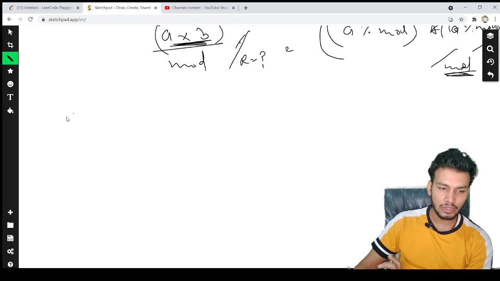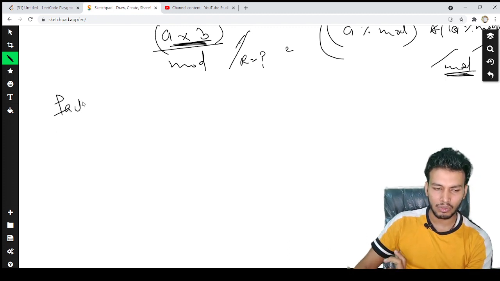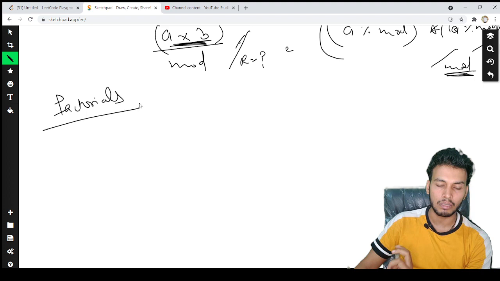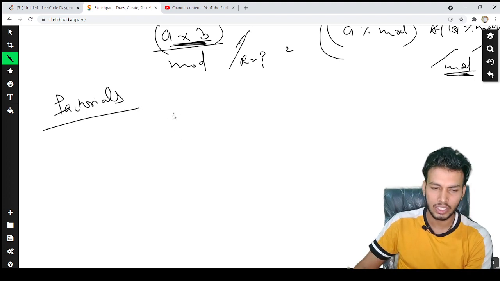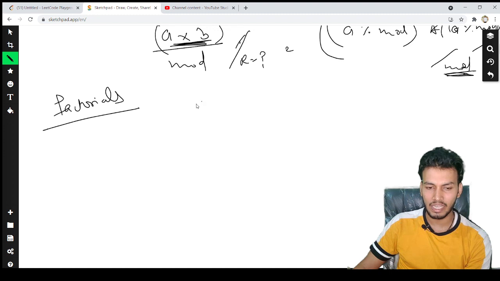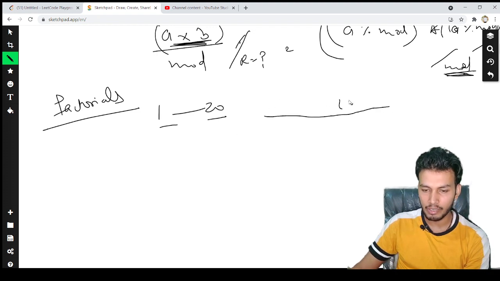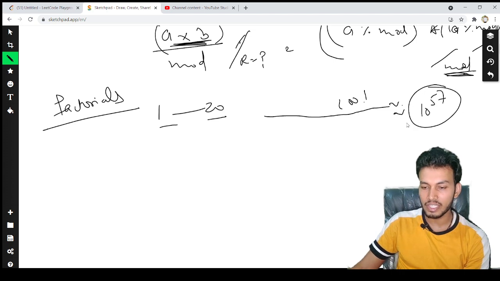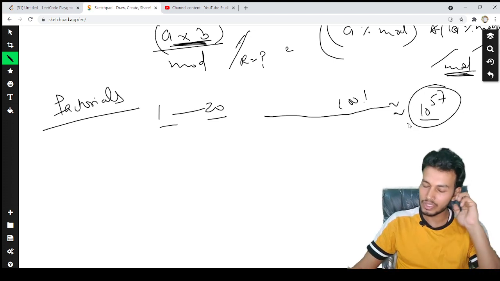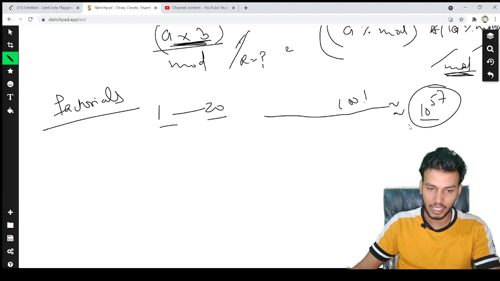And basically it's used in the case of factorials, or where we need to deal with very, very huge numbers. If you try finding factorials, 1 to 20 approximately will work. After 20 the value becomes bigger and bigger, and for 100 factorial it will be approximately 10 raised to the power 157, and it's not possible to save such a big number in any variable, not even in long.